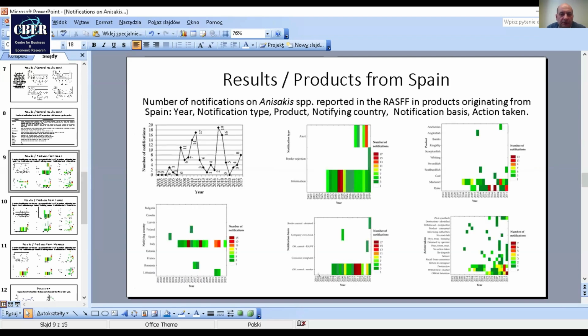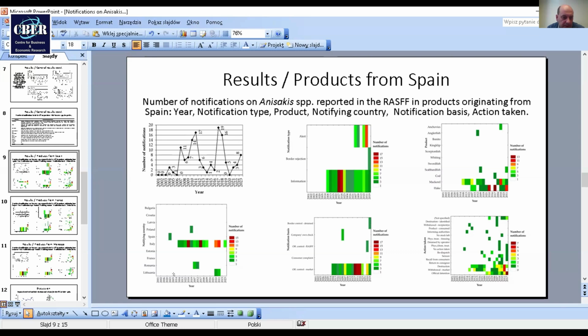Here I present the result of two-way joining cluster analysis. As I said before, it is an analysis based on two dimensions. So in this panel, we can see year and also notification type. And the most visible clusters are here in 2017 and 2018. It is green, or not green, but a red or brown cluster. And within hake, it was also in this year.